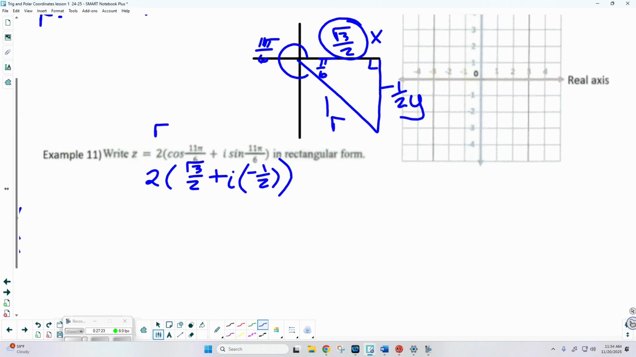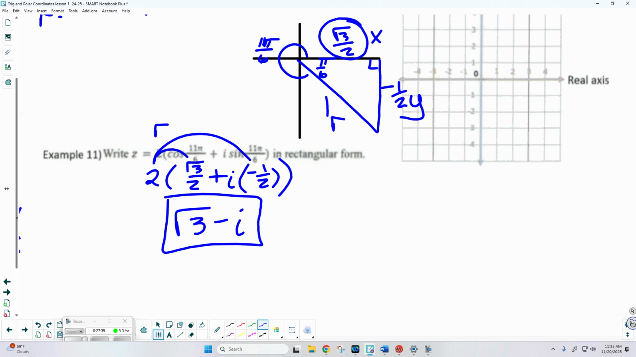Okay. So 2 times a root 3 over 2, that's going to give me root 3. And then 2 times i times a negative 1/2, that's going to give me minus i. So see, I was able to get back to the rectangular form of the complex number. All right, there we go. So we are done with the polar coordinates lesson. Questions?